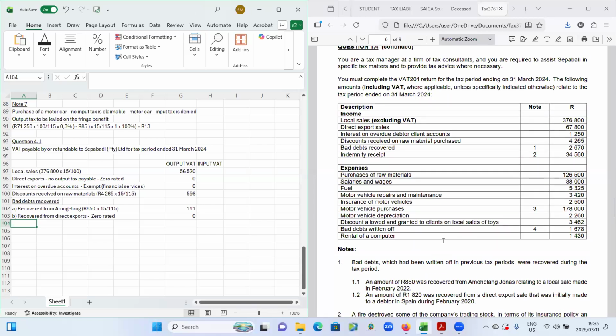Okay, we are done with the bad debts. Now let's look at indemnity payment.